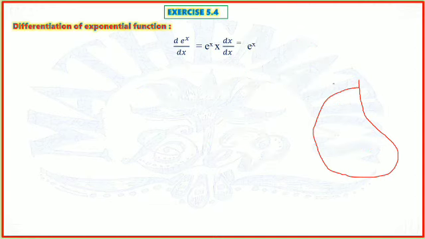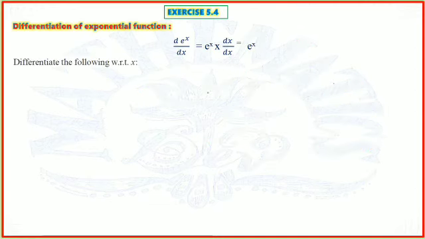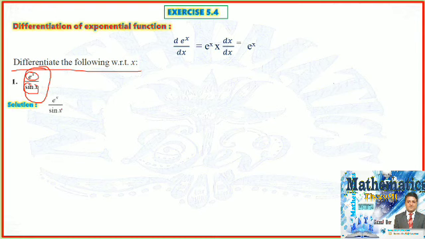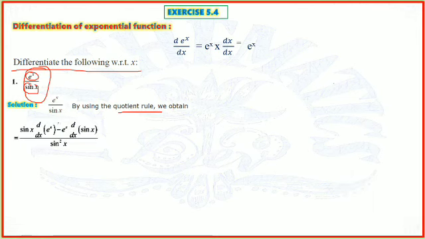So based on this concept, let us take some of the questions. Differentiate the following with respect to x. The exercise 5.4 starts here. Here comes the first question, exponential x upon sine x. Now look here, this is the numerator and this is the denominator. So that means this particular thing is a quotient. So we will apply the quotient rule of derivative. So for exponential x upon sine x, by using the quotient rule of derivative, we obtain the following.